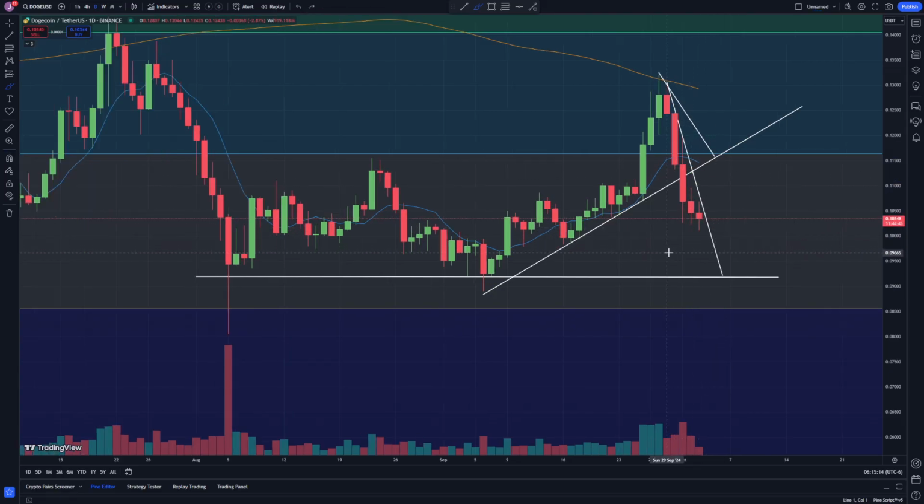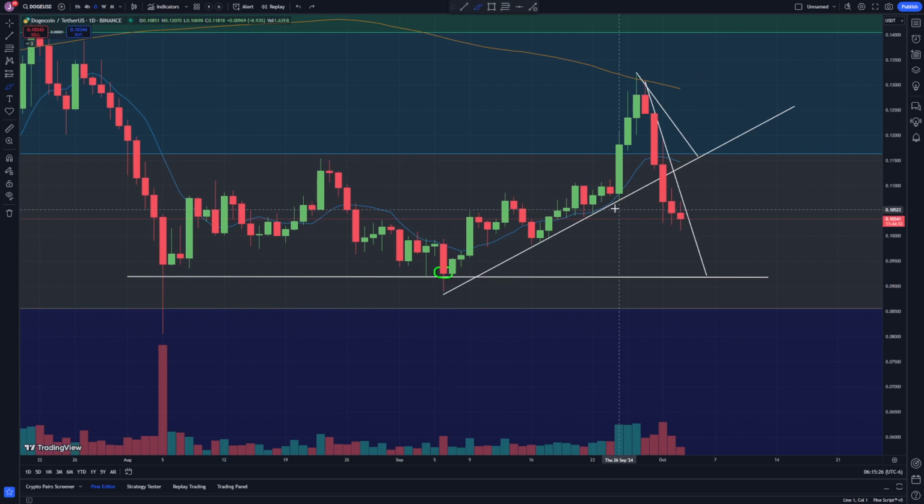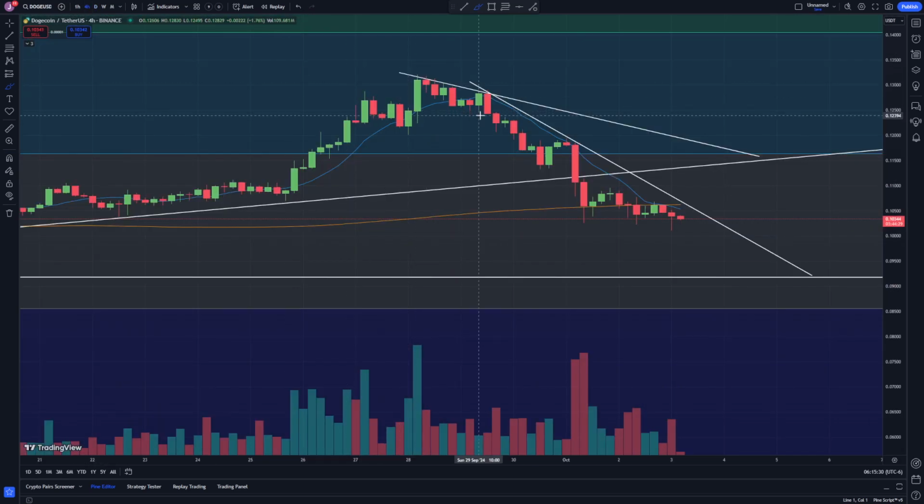So the next thing that I was watching is this previous support right here, which we were watching, this bottom. And this is where I think we're still going to be heading down to, kind of. I do, but let's take a look at something else. We're on the daily time frame right now. Let's go to the 4-hour time frame.